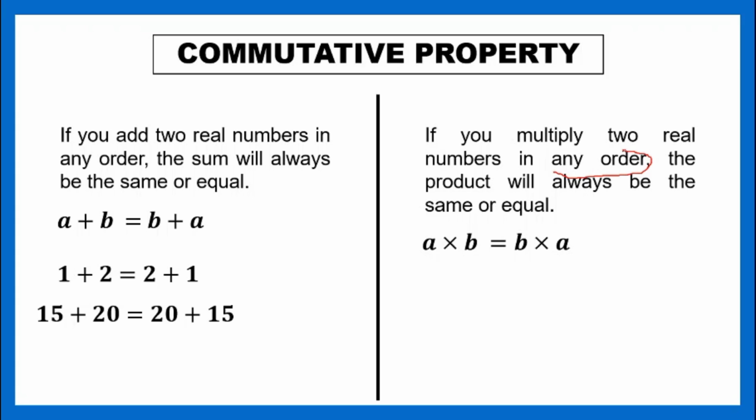So, ito yung pakakatandaan natin sa commutative. Kapag nakita mo yan sa question, in any order, automatic commutative. Ibig sabihin, naglilipat siya ng position. Ayan. So, A times B is equal to B times A. So, the same lang yan.